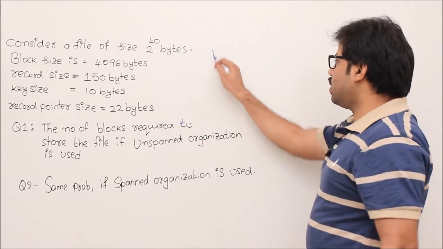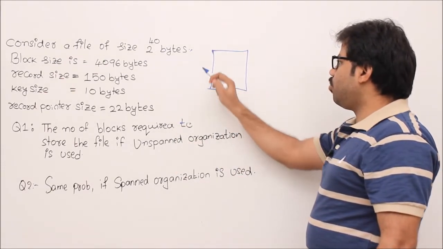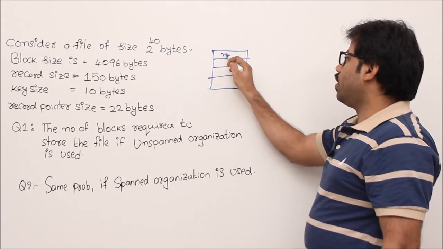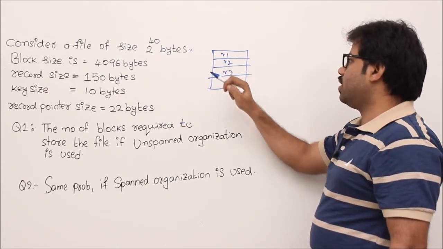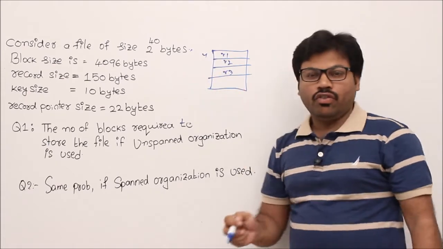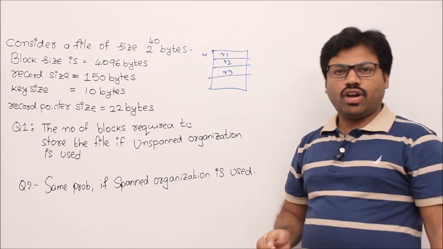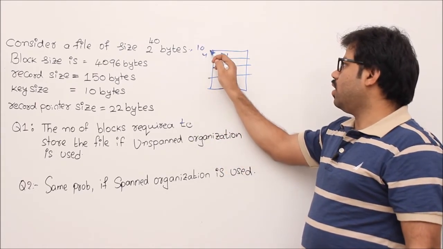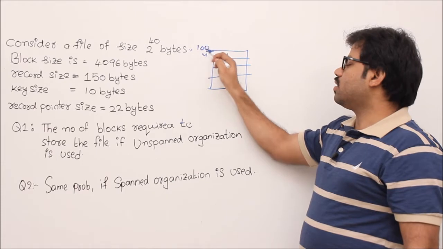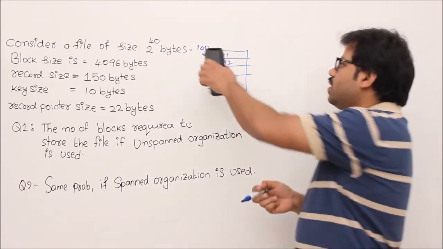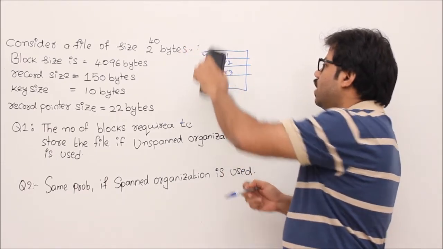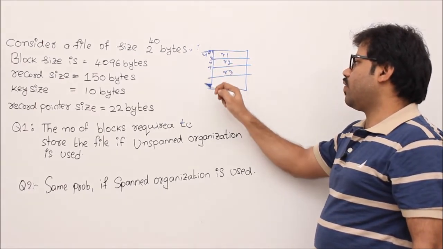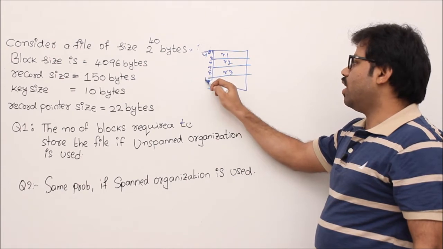In unspanned organization, it's very easy for me. For example, I have a block with record 1, record 2, record 3. If I know the record size, for example 4 bytes, then I know where each record is, right? If you want the second record, I can apply a formula. Assume the starting address of this block is 0. Then the first record will be 0 to 3, the second record 4 to 7, the third record 8 to 11, in that way.